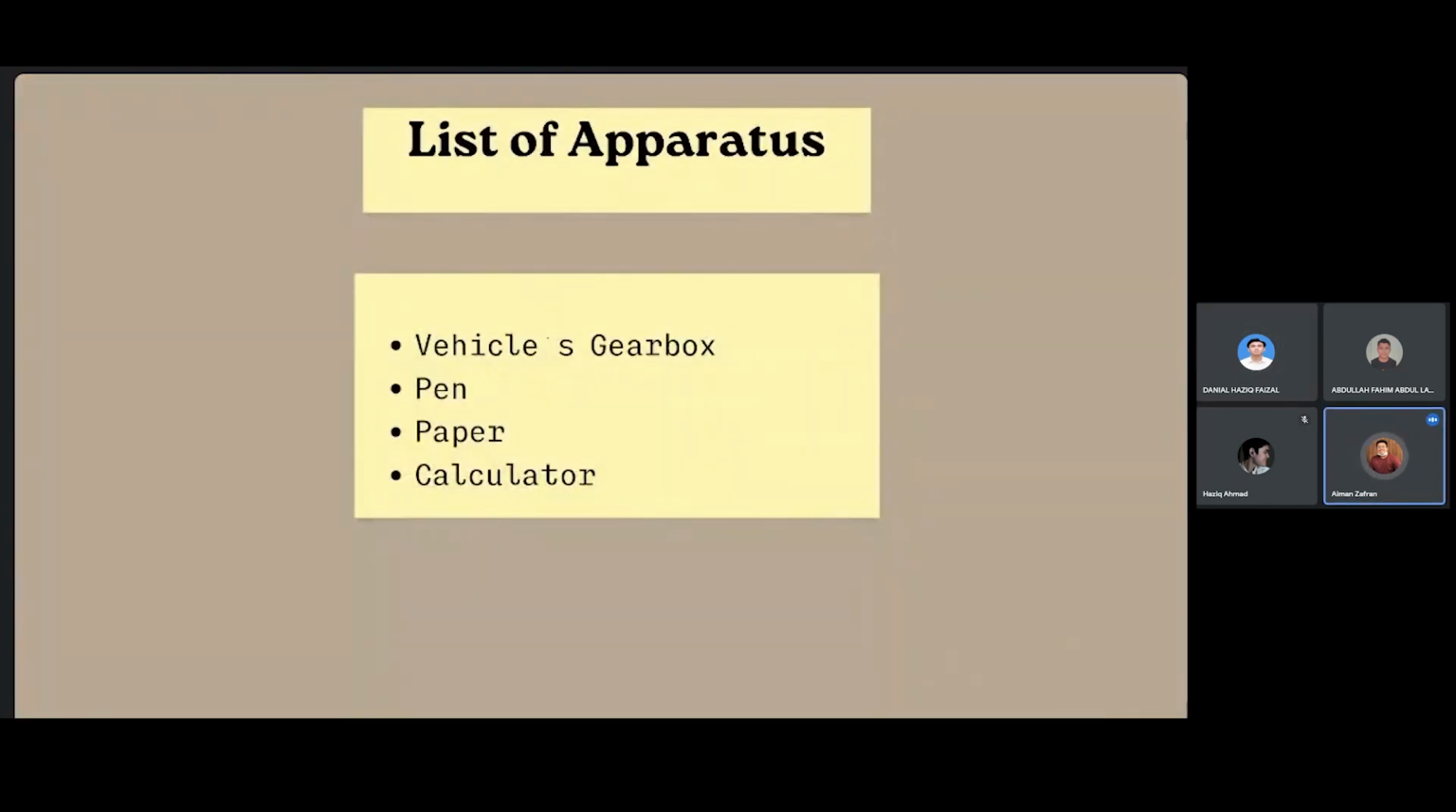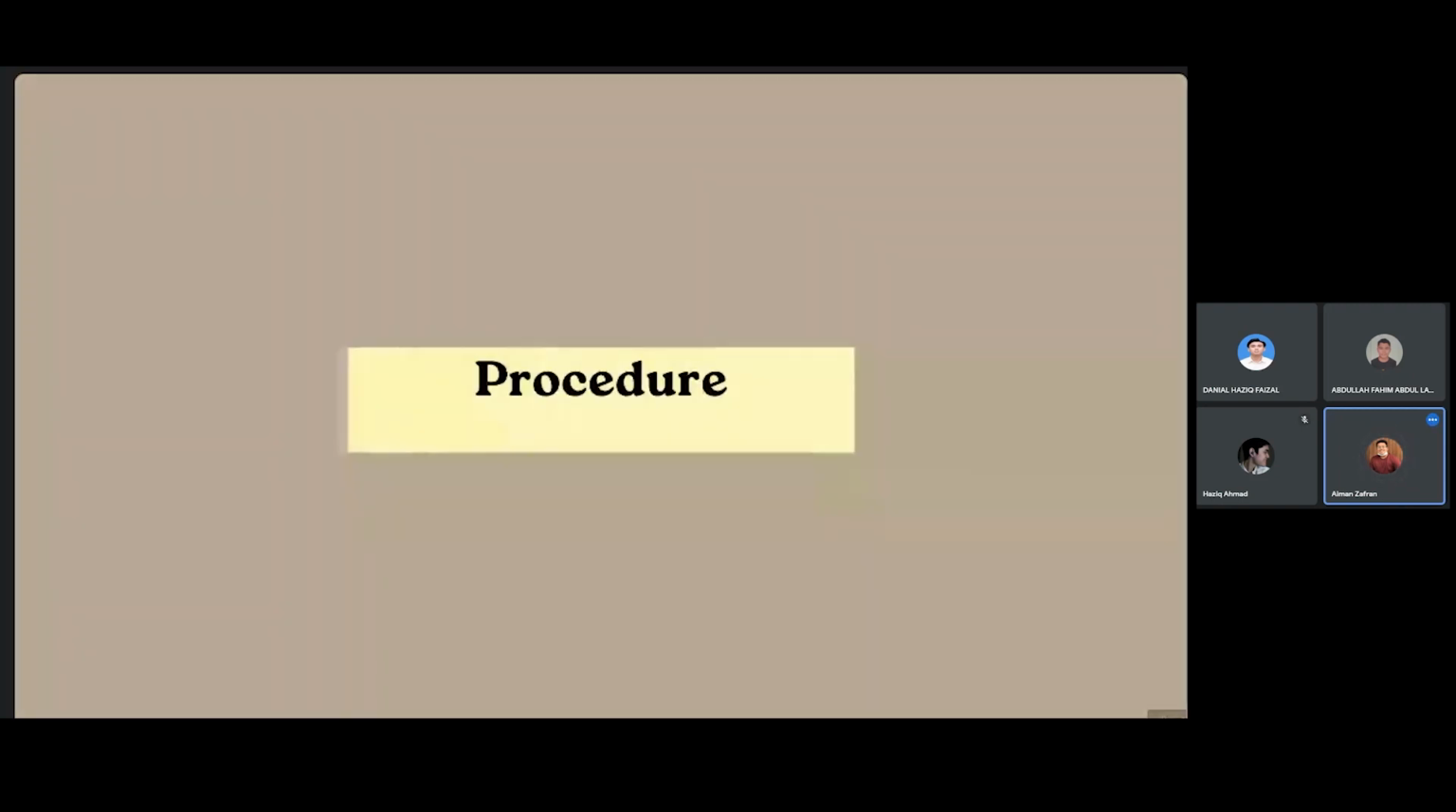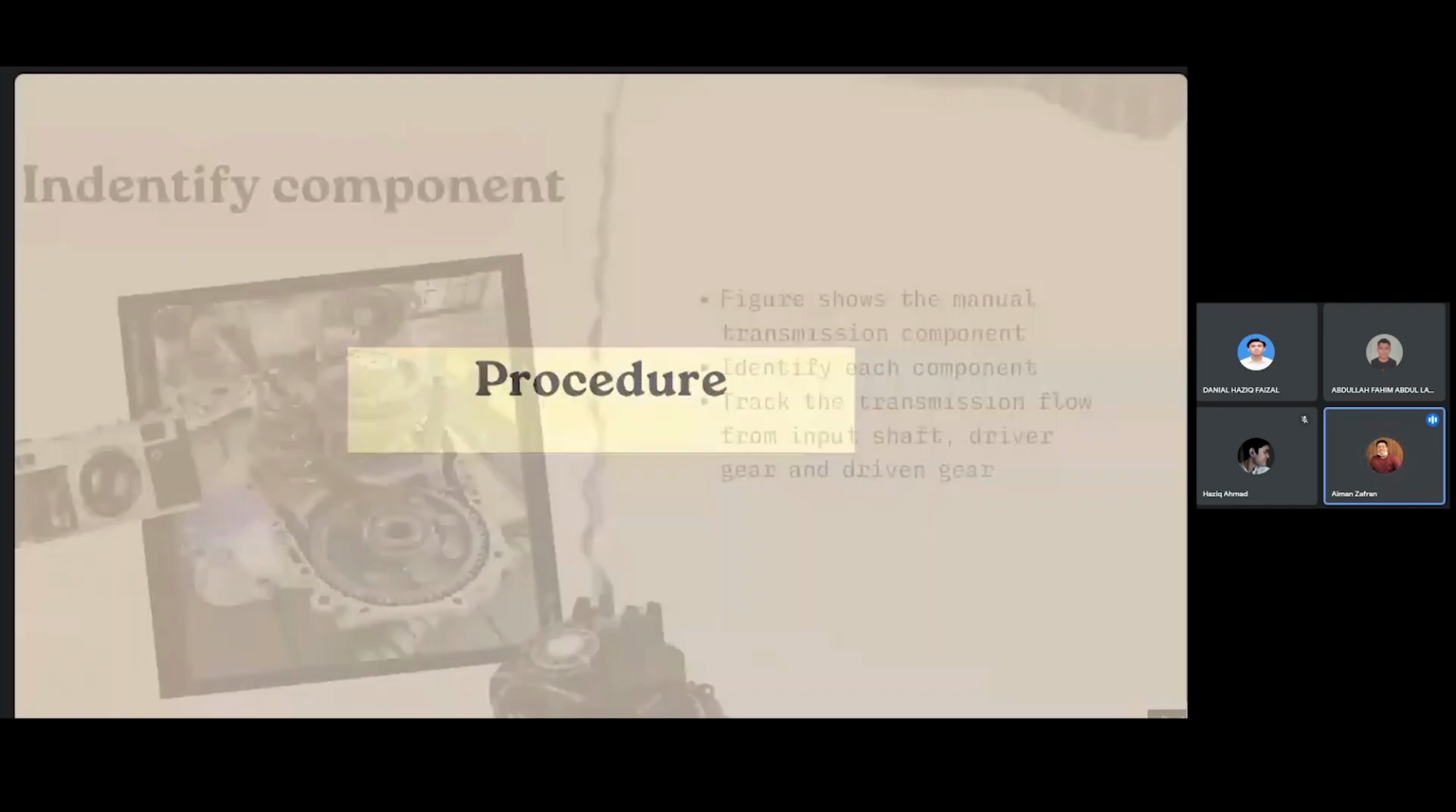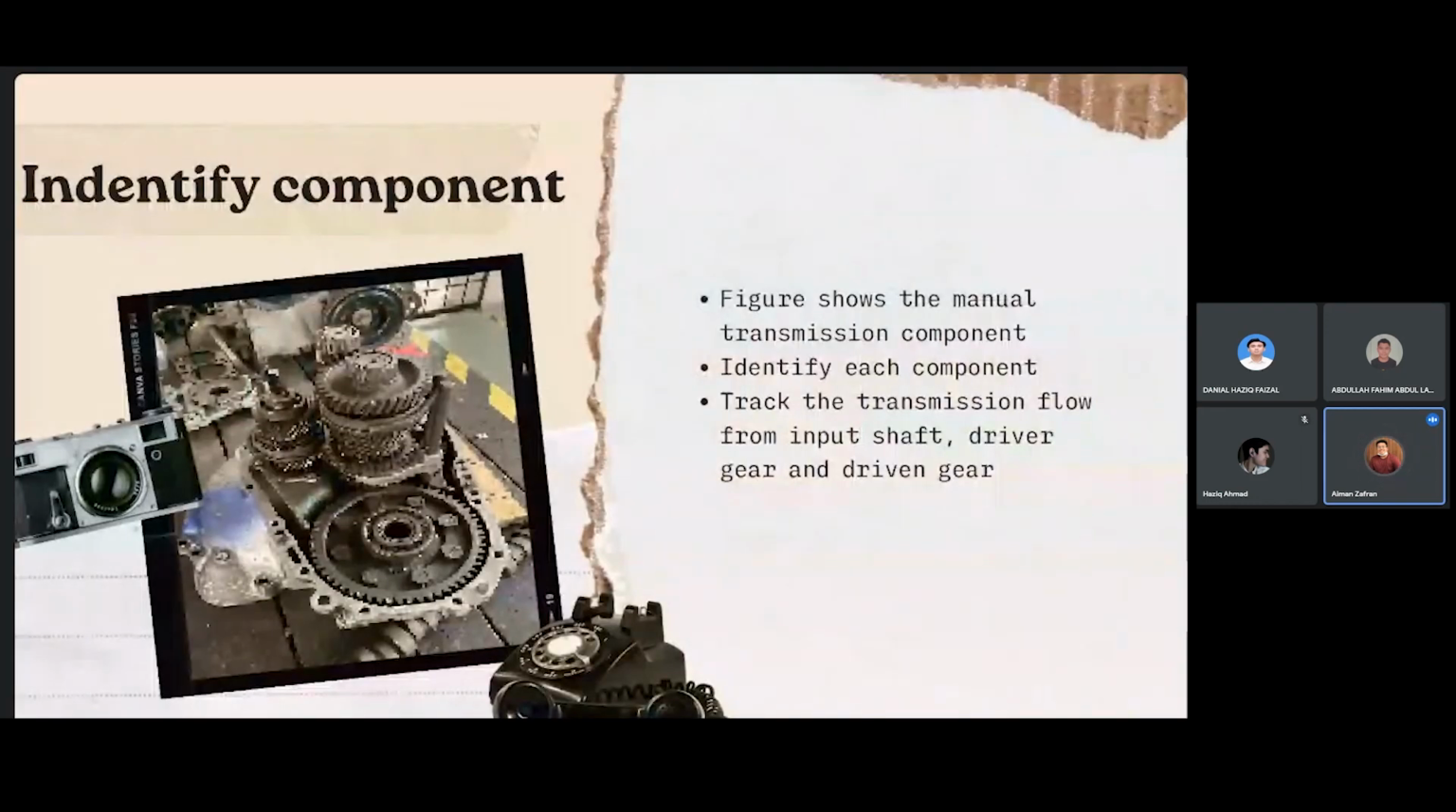So this is the list of apparatus, which is we have 4. First, vehicle's gearbox. Second is pen. Third is paper, and lastly, calculator. So for the procedure, I will pass to Abdullah Fahim.